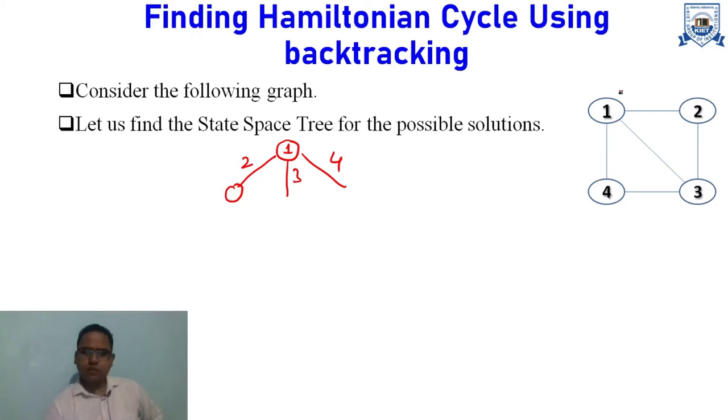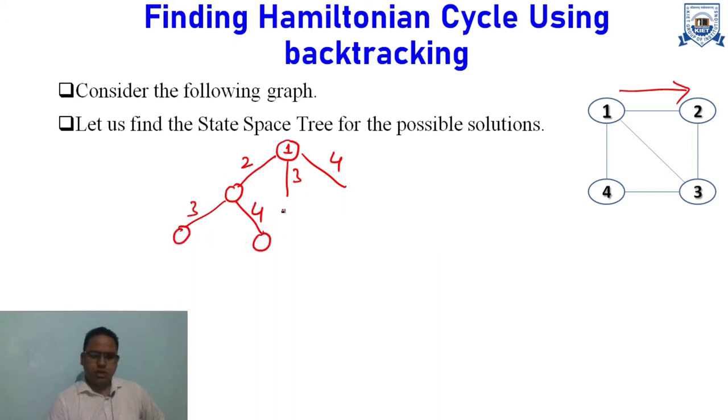That means we have traversed from here to here. Now from 2, what different possibilities are there? Either we can go to 3 or we can go to 4. Remember, since 1 and 2 are already covered, we have two possibilities. Either we can go to 3 or we can go to 4.